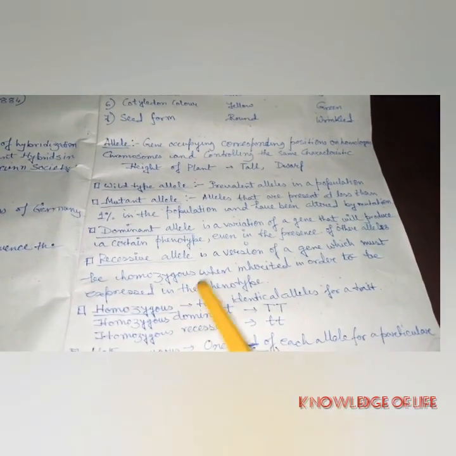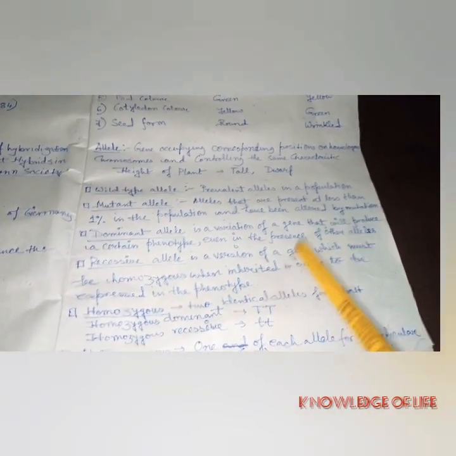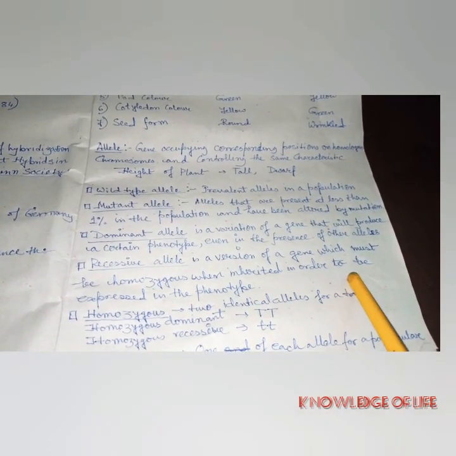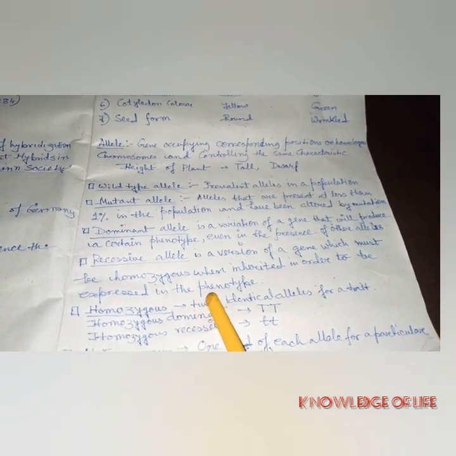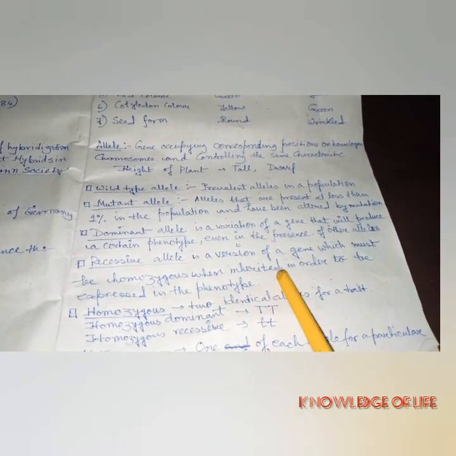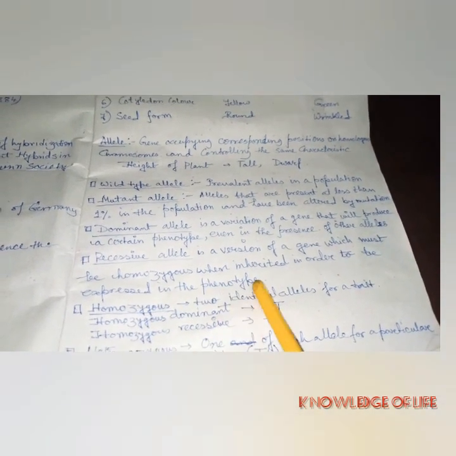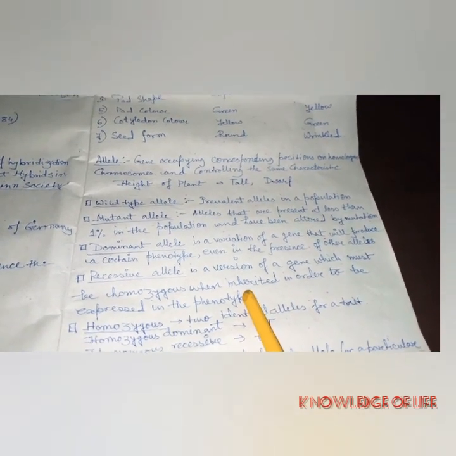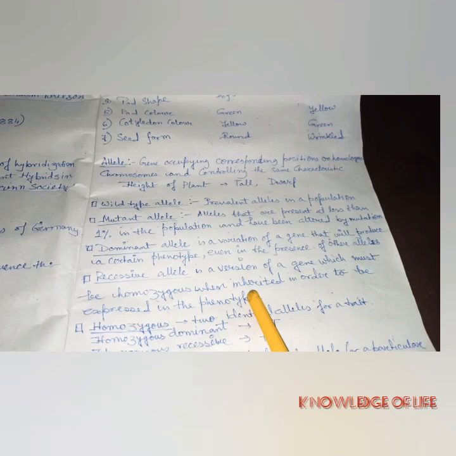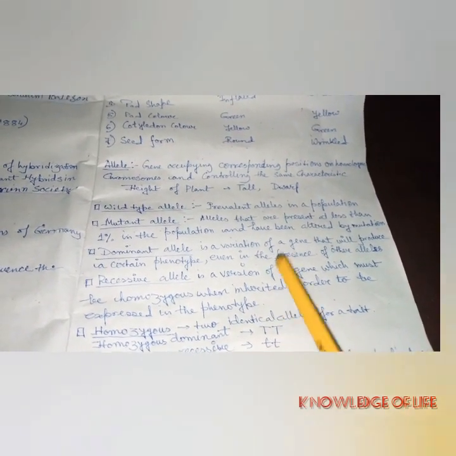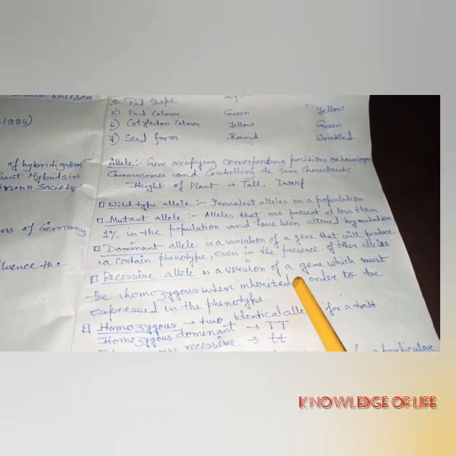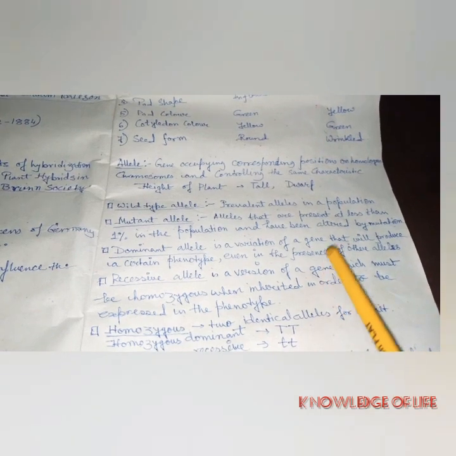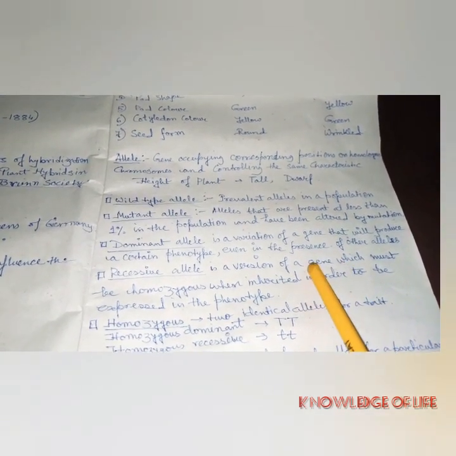And a recessive allele is a version of a gene which must be homozygous when inherited in order to be expressed in the phenotype. It means a recessive allele is an allele that exerts its effect only in the homozygous state, and in the heterozygous condition its expression is masked by a dominant allele. It is represented by a lowercase letter.